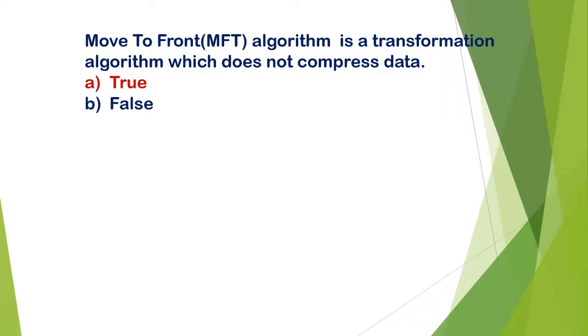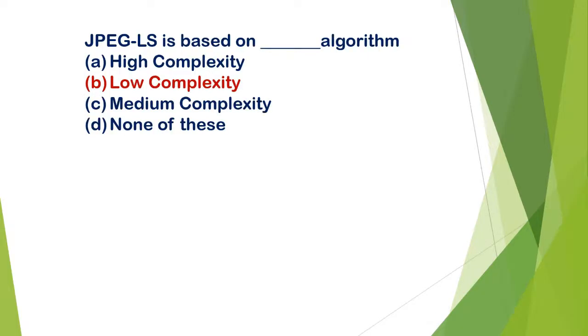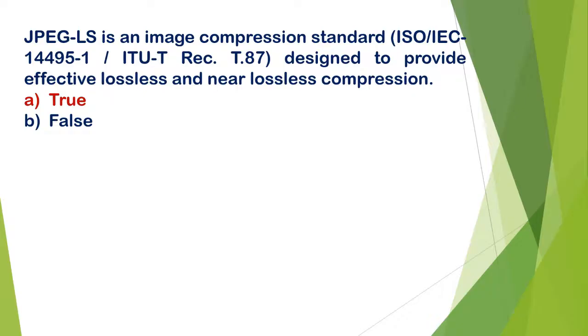Move to front or MTF algorithm is a transformation algorithm which does not compress data. A. True, B. False, and the correct option is A, true. JPEG-LS is A. Lossy JPG or B. Lossless JPG, and the correct option is B. JPEG-LS is based on a dash algorithm. A. High complexity, B. Low complexity, C. Medium complexity, or D. None of these, and the correct option is B, low complexity.